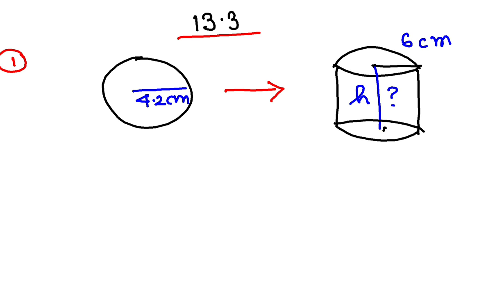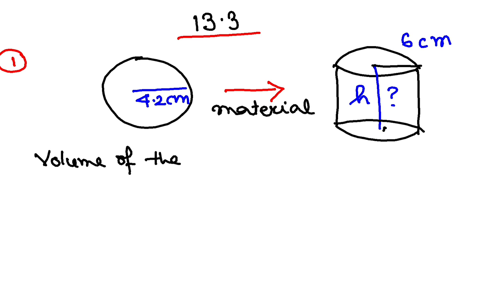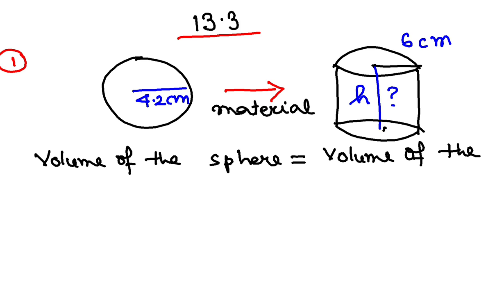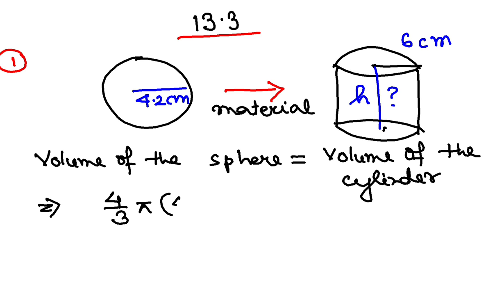Now the concept that we are going to use over here: the same material is used to create both the sphere and the cylinder, isn't it? So the volume of the sphere and the volume of the cylinder are going to be equal, isn't it? Now the volume of the sphere formula is 4 by 3 pi r cube. So my r is 4.2, and the volume of a cylinder is pi r square, that is 6 square into h.